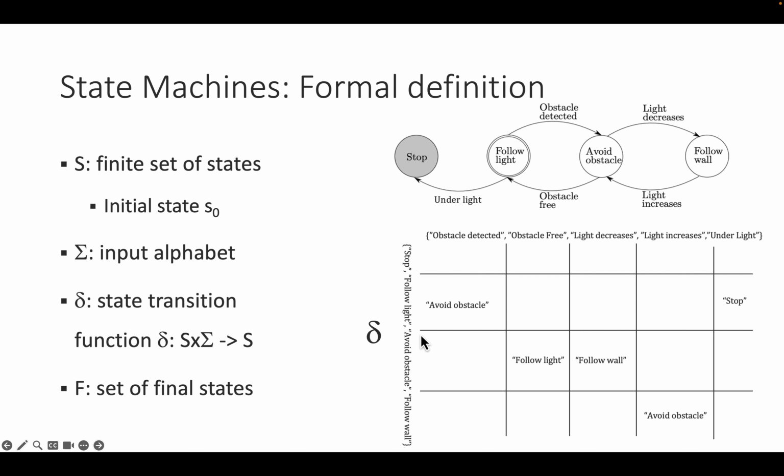Now I have the state transition function where I have rows, 4 rows for each state, and I have 5 columns for the different events. And when something happens, like I'm in follow light and I get the under the light event, I know that the next state is stop. If I'm in follow light and I receive an obstacle detected event, I'm in avoid obstacle.